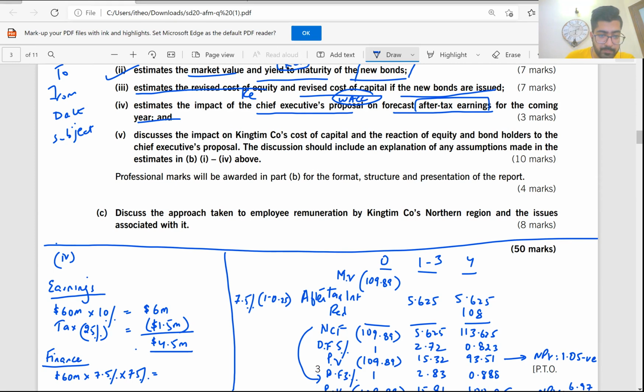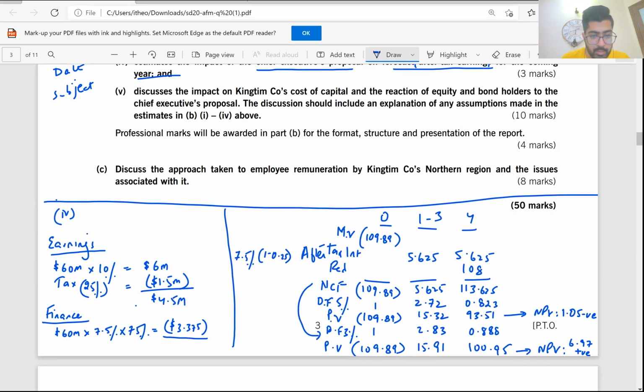So this is going to be $3.375 million. So CEO's proposal will result in a benefit of 10%, but after tax 4.5 million. But it will create finance cost as well, 3.375 million. So the net benefit of CEO's proposal would be a benefit of 1.125 million. It's so easy, and it's giving you 3 marks. Okay, you can copy this as well.